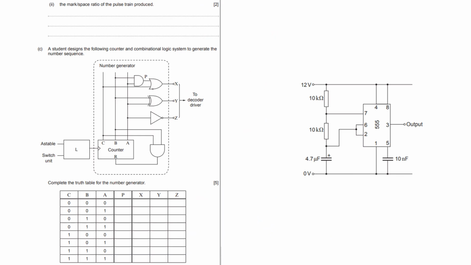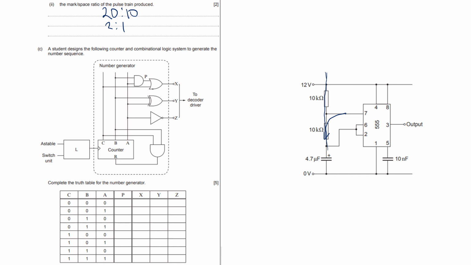Okay, so mark to space ratio, again on the data sheet you have this. To be honest, there's a couple of ways you could do this. You can clearly see that it charges through 2 lots of resistors, or 20k, and it'll discharge through 10k. So I can actually just look at that and realise it's a 20 to 10 or 2 to 1 mark to space ratio. However, on the data sheet there is an equation for that as well.